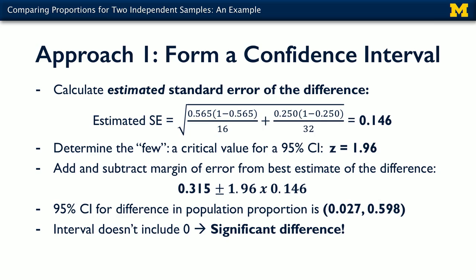But notice that the lower limit of the confidence interval, 0.027, is approaching 0. So it doesn't seem like our evidence is particularly strong in this case. But using a 95% interval, the fact that this interval doesn't include 0 would lead us to believe that there is a significant difference, assuming that all the different assumptions that we're making actually hold.